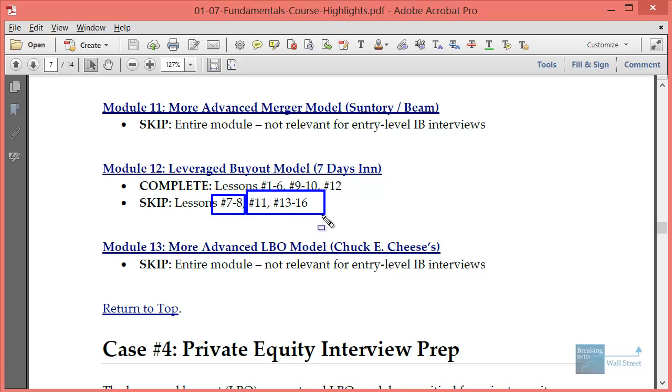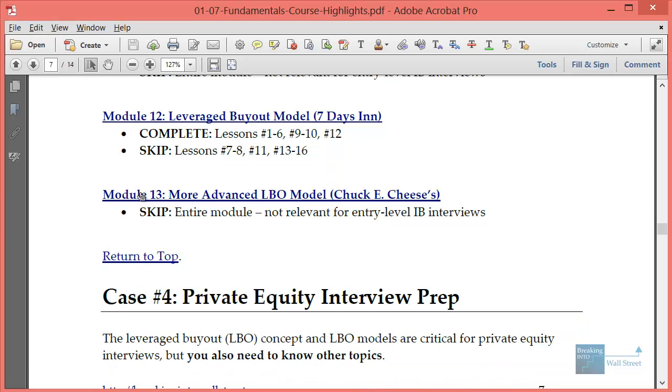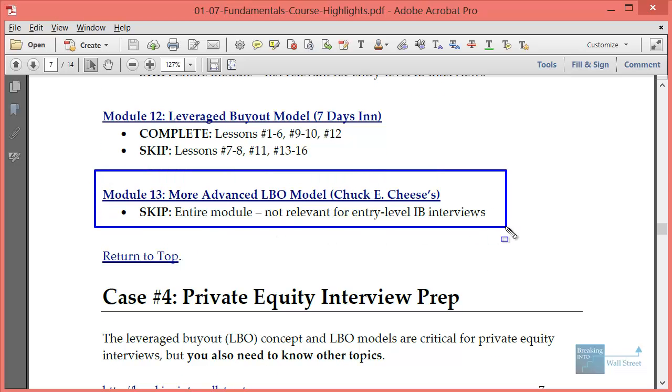Toward the end, for example, there are some lessons on how to present your case study findings. Again, they're not going to ask you to do that in an investment banking interview, so you can just skip over it. And then the more advanced LBO model, I would just skip this for now. This is much more relevant for private equity interviews. It's overkill for banking interviews, so we recommend skipping it.